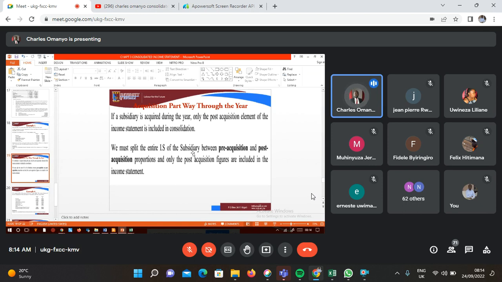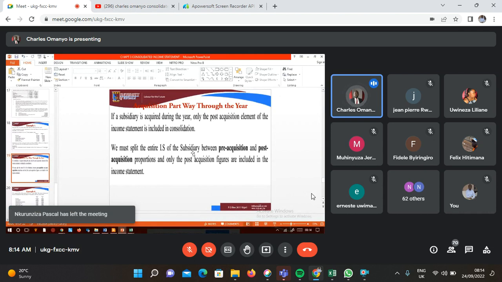So the rule is you only consolidate post-acquisition. Only consolidate post-acquisition. Don't consolidate pre-acquisition. So you divide the income statement into two, the pre part and the post part.